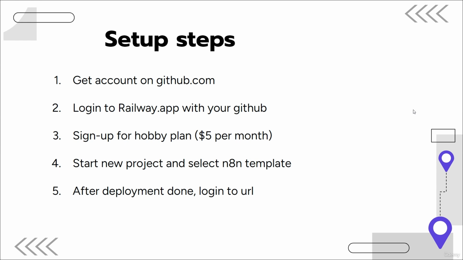The first is to get an account on github.com if you don't already have one. Second, you log into Railway.app with your GitHub account. Thirdly, sign up for a hobby plan so that you can get access to the deployment of n8n. The hobby plan at the time of recording costs about $5 a month, but there's also a $5 credit that you get for signing up as a user.